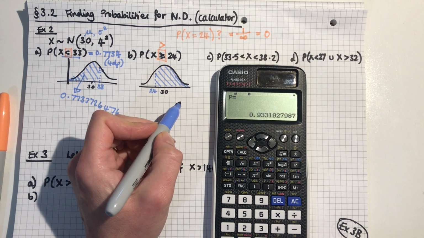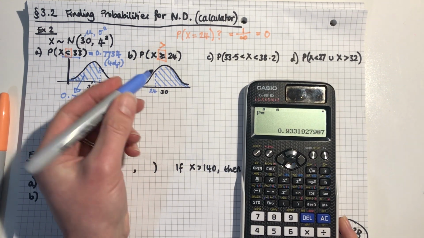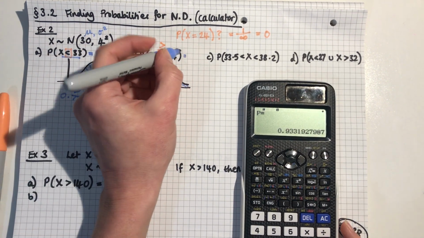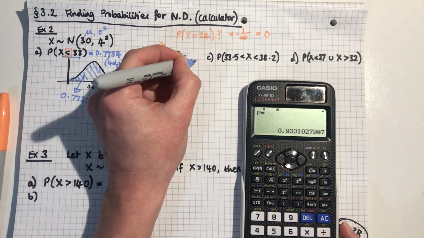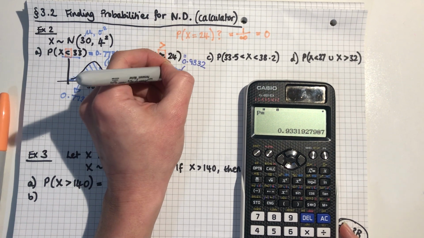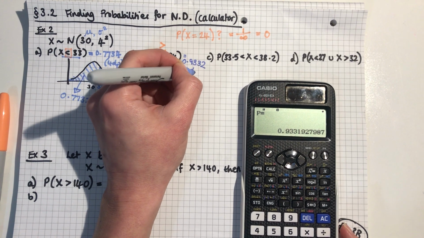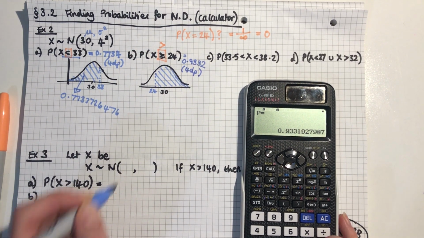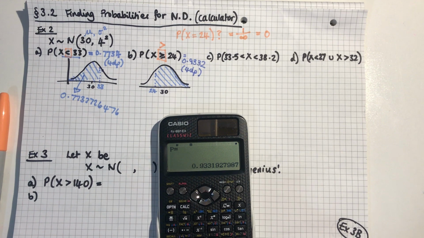Keeping the same mean and standard deviation. So we have, for this one, 0.9332 to 4 decimal places. Okay, third one. We'll go a little bit quicker now.